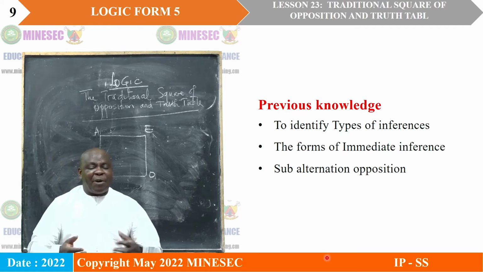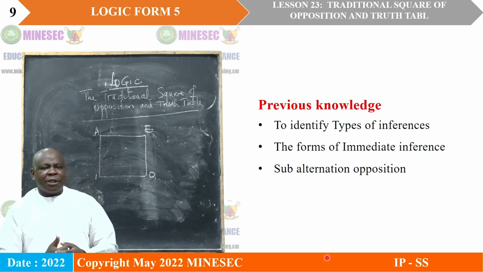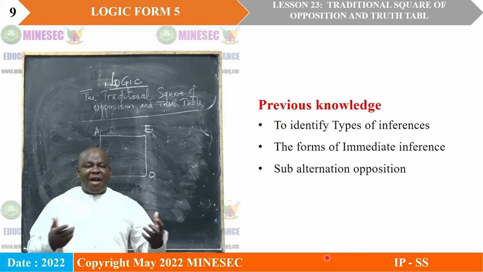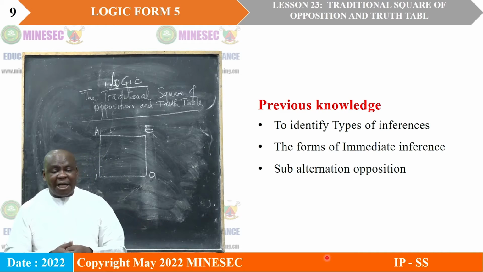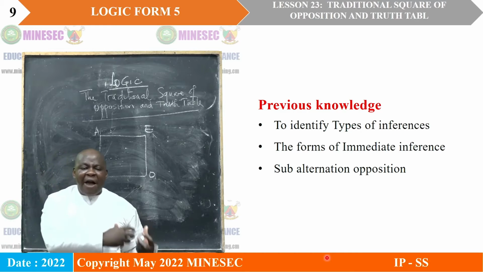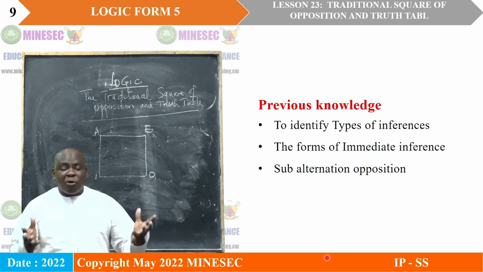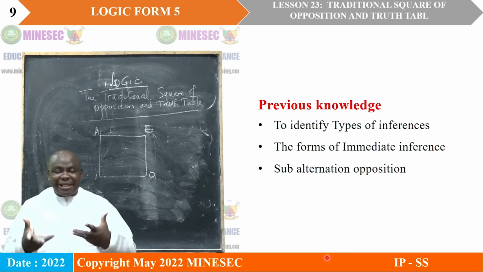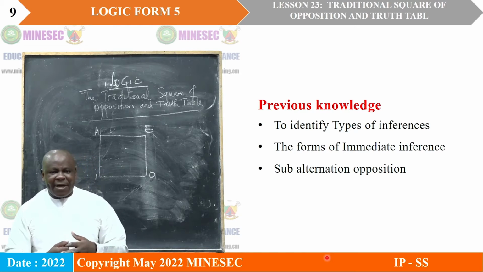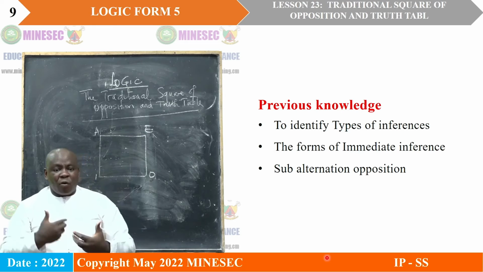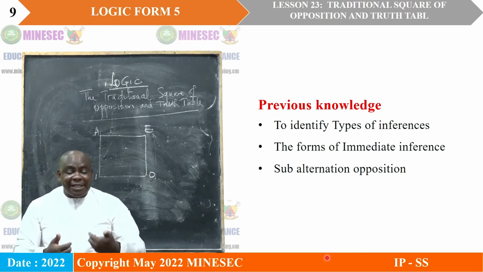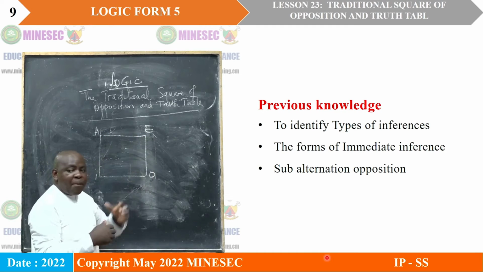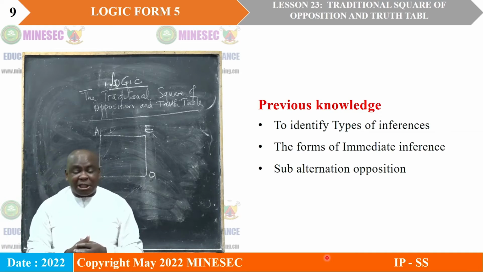Before entering into our topic of today, that is the traditional square of opposition, we saw in our previous lesson the types of inferences and their forms of immediate inferences, and we made emphasis on subordination opposition, which is a logical relationship between two propositions that have the same subject term, the same predicate term, that differ in quantity, but have the same quality. That is the A and the I, as well as the E and the O proposition, which makes them subordination pairs.